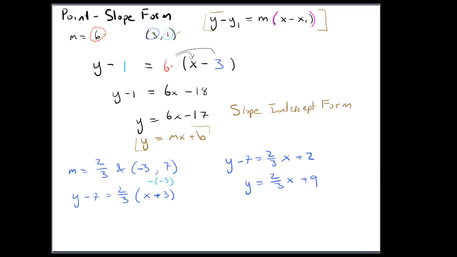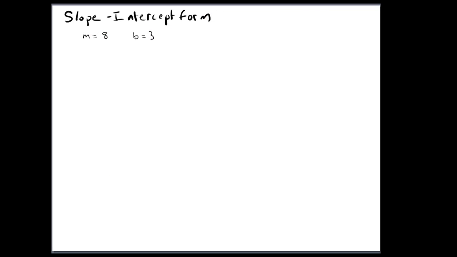And I could then read off the slope if I needed to, and I could read off the intercept if I needed to. Great. Speaking of slope-intercept form, let's take a look at slope-intercept form. The slope-intercept form of a line is the form y is equal to mx plus b, where m is our slope and b is the y-intercept.